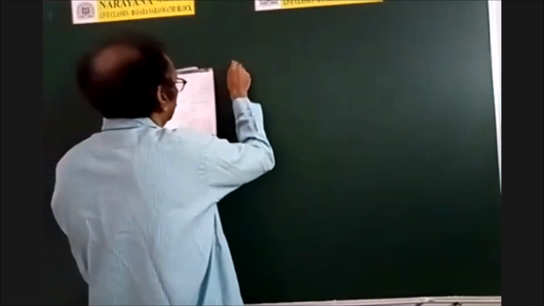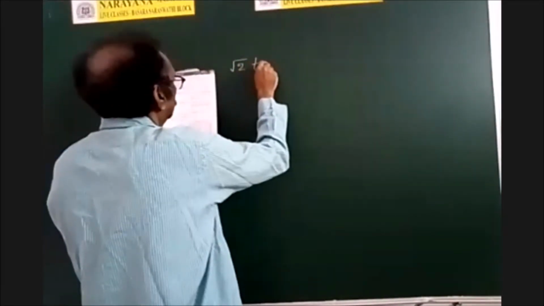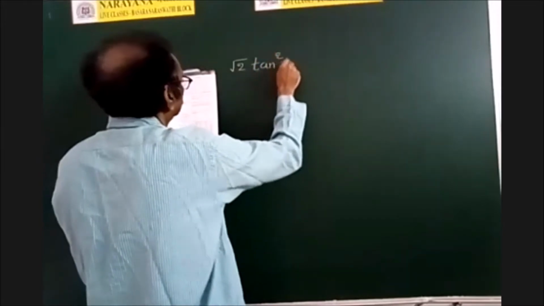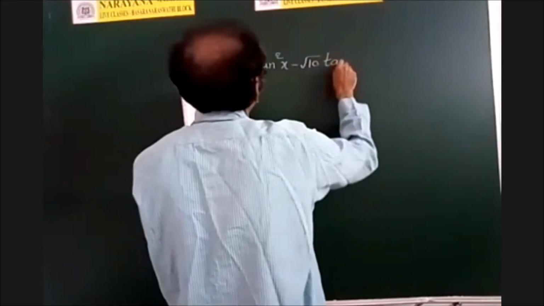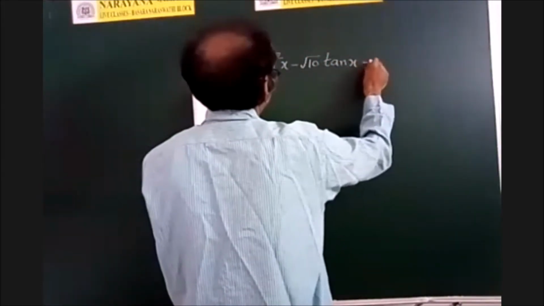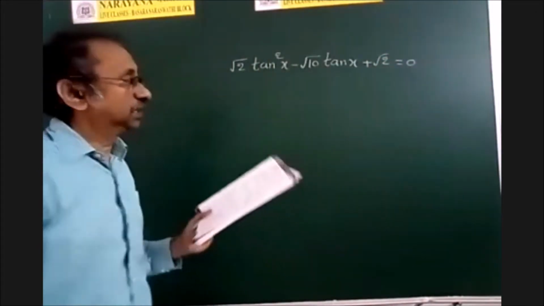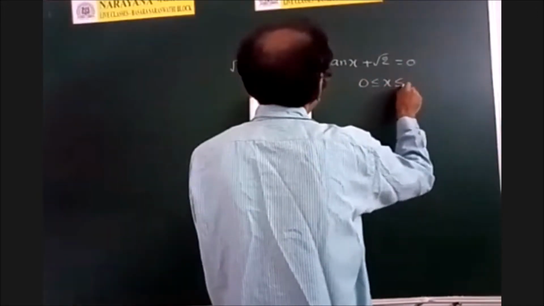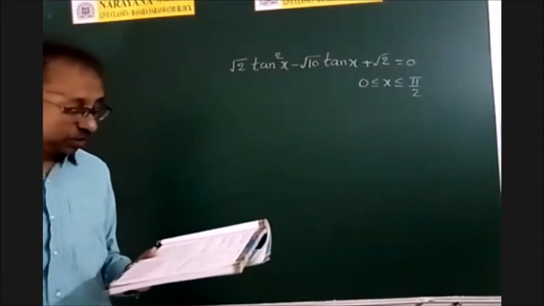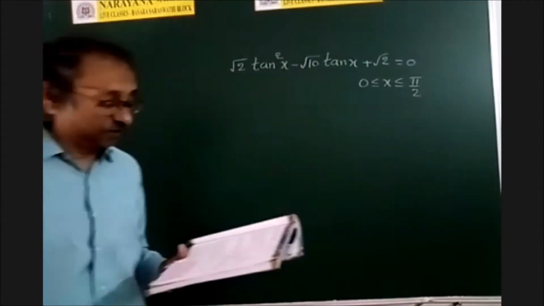Okay, the 46th one. Consider the solutions of the equation root 2 tan square x minus root 10 tan x plus root 2 is equal to 0 in the range 0 less than or equal to x less than or equal to pi by 2. Then only one of the following is true. So which of the following is true?